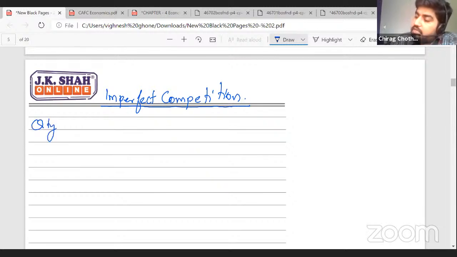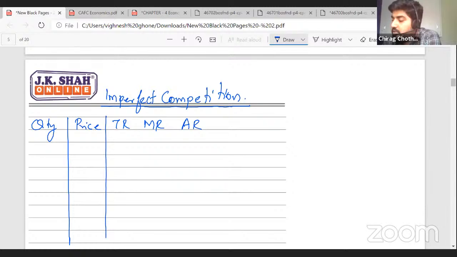We are going to have quantity, we are going to have price, we are going to have TR, we are going to have MR, and we are going to have AR. Quantity, price, TR, MR, AR. Okay.